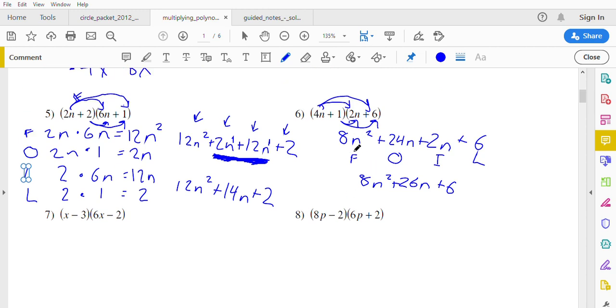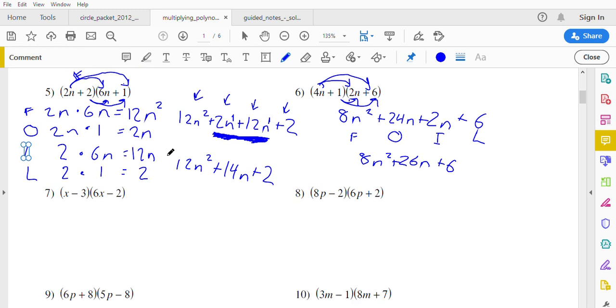It's a nice acronym, FOIL, FOIL. That being said, it really is just the distributive property. What are we doing? We're distributing the 4 to the first one and the outer one, and we're distributing the 1 to the inner one and the last one. So it's really just a fancy acronym for the distributive property, same thing we were doing yesterday, okay?